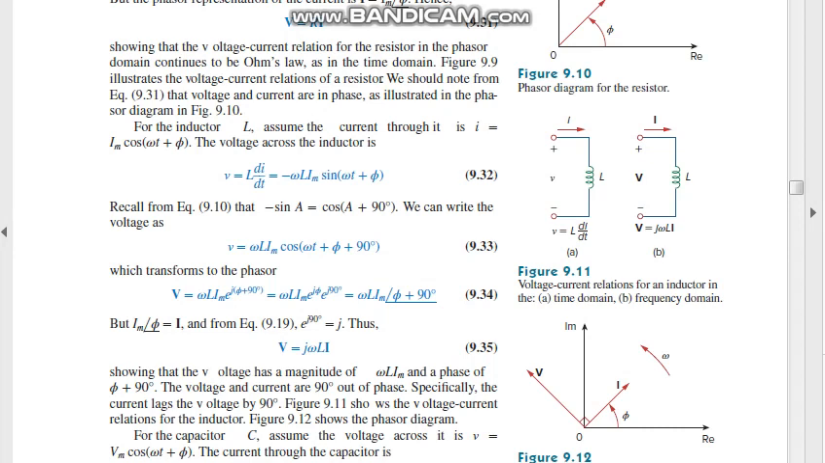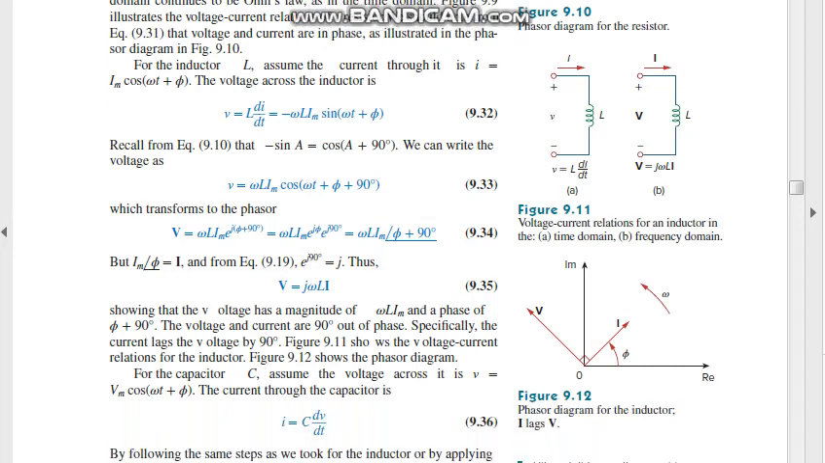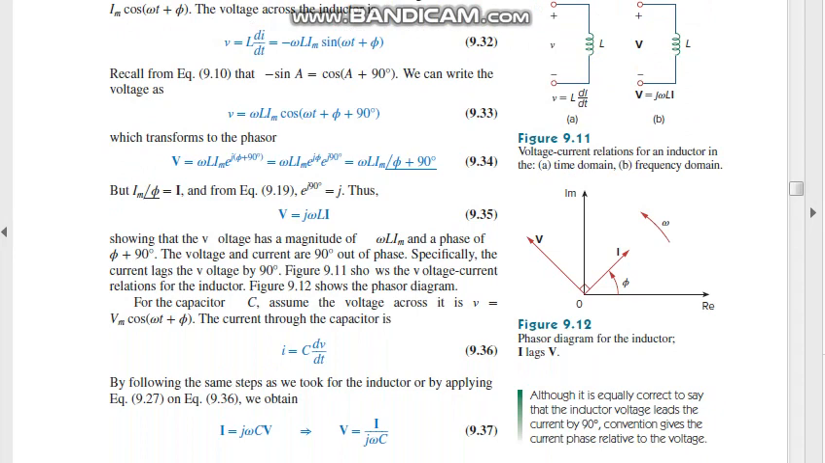After that we can see here the phasor diagram of the inductor, that I lags V. That means voltage is leading and current is lagging, and they are 90 degrees out of phase. You have to know that voltage is leading and current is lagging, so current is drawn below the voltage.